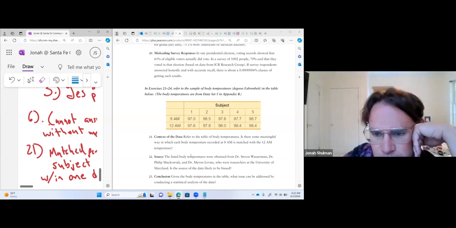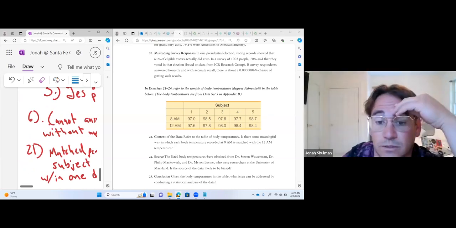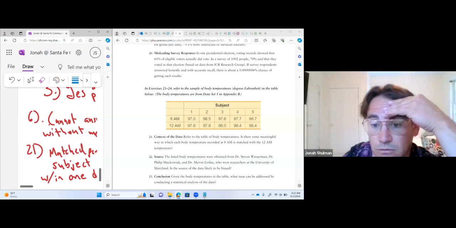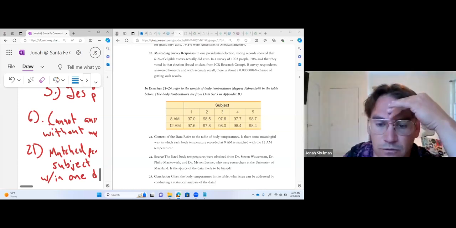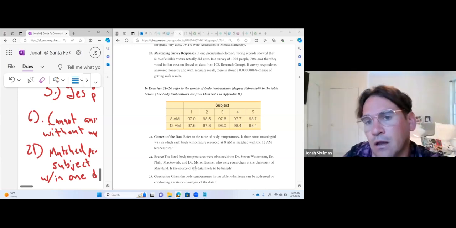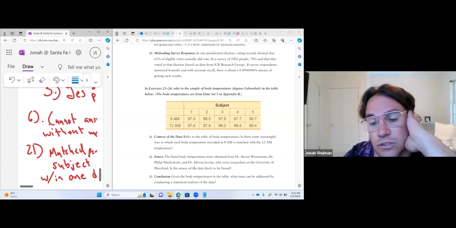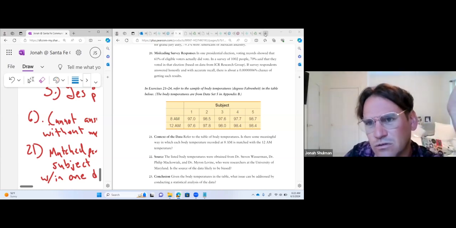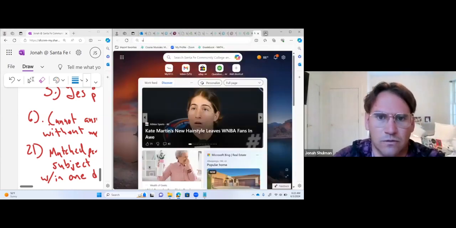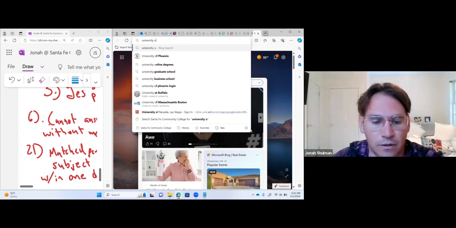The listed body temperatures were obtained by Dr. Stephen Wasserman, Dr. Philip Makiewicz, Dr. Myron Levine, who were researchers at the University of Maryland. Is this source of data likely to be biased? We probably should say no because it's the University of Maryland. I think it's an R1 institution. We can look up the credentials of them.